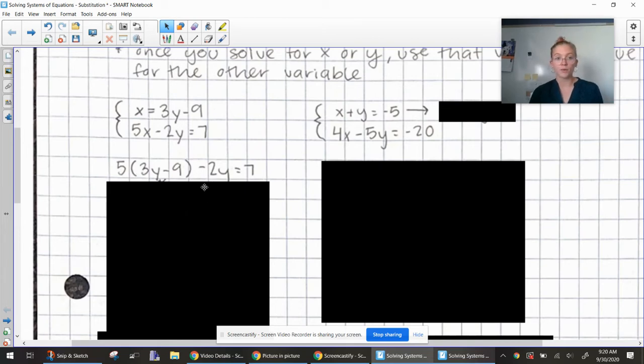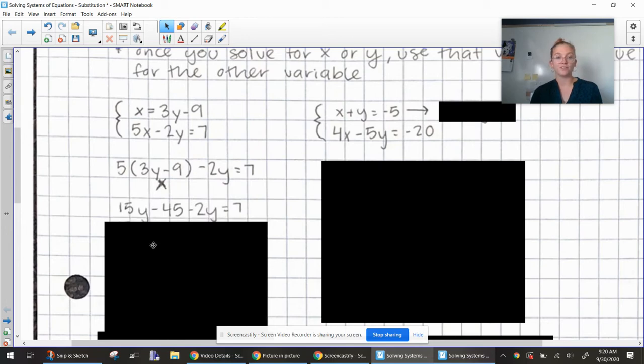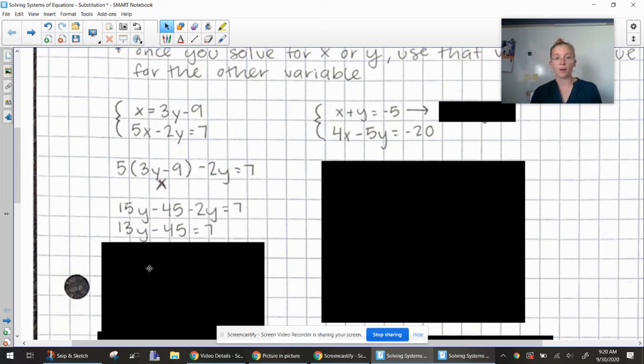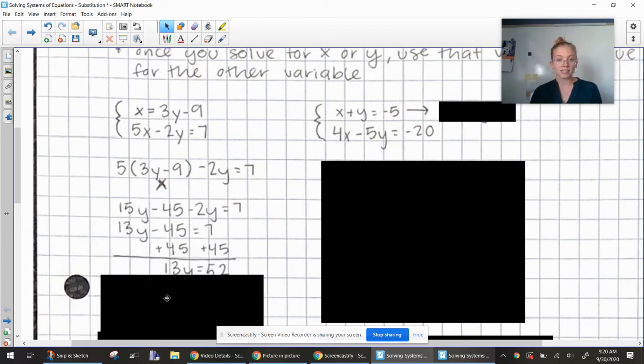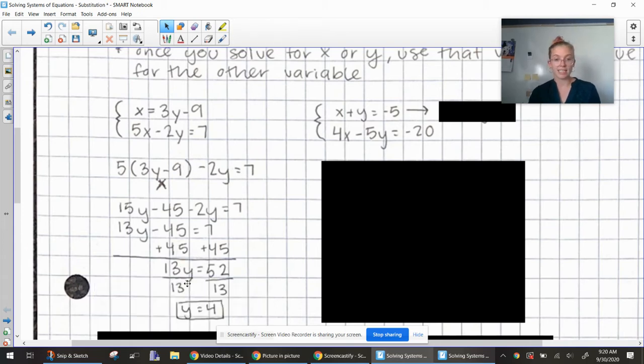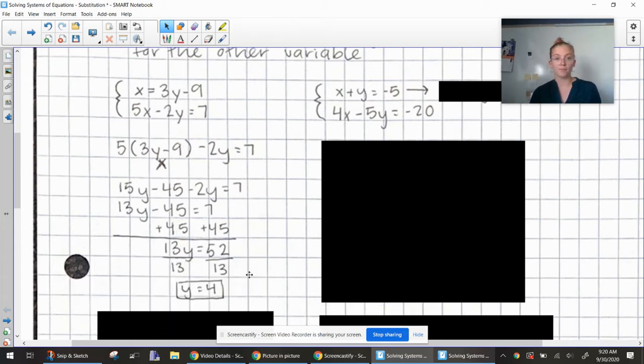Now we're going to solve for y. So we'll distribute this 5, which gives us 15y minus 45 minus 2y equals 7. We'll now combine like terms, so 15y minus 2y is 13y. Now we can add 45 to both sides of our equation. That gives us 13y equals 52. Dividing by 13, y equals 4.